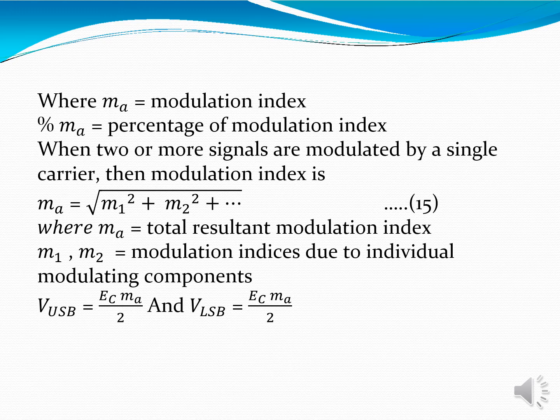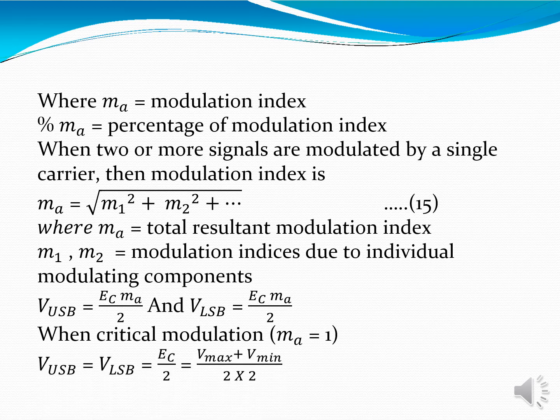Upper sideband voltage will be equal to EC into MA divided by 2, then lower sideband voltage will be equal to EC into MA divided by 2, where critical modulation MA equal to 1. So next we have to find VUSB will be equal to VLSB, that will be equal to EC divided by 2, that will be equal to Vmax plus Vmin divided by 2 into 2. So Vmax plus Vmin divided by 4. This is the upper sideband and the lower sideband voltage.